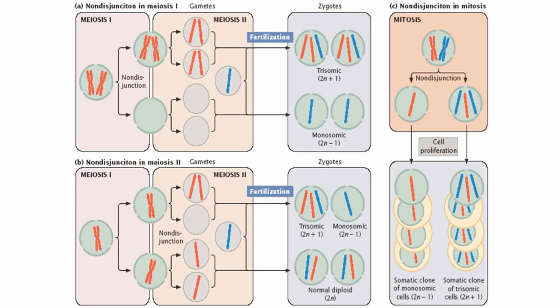Now this chart here tells you that this non-disjunction can occur in meiosis 1, like what's being shown here, as well as in meiosis 2. Now apart from occurring in meiosis, non-disjunction also can happen in mitosis. Now in your syllabus, this section is already removed. They emphasize on you studying non-disjunction that occurs in meiosis, right?